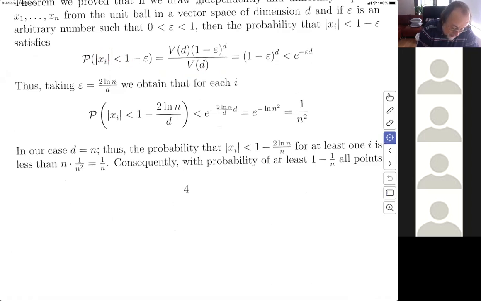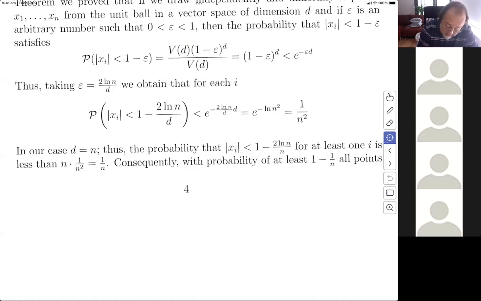And in fact, this probability estimate is trivial to obtain, because what does it mean that this is smaller than 1 minus epsilon? This means that xi belongs to a sphere of radius 1 minus epsilon. So the probability that this is inside this sphere is the volume of that sphere divided by the volume of the entire unit sphere. But the volume of a sphere of radius 1 minus epsilon in d-dimensional space is the volume of the unit sphere times (1 minus epsilon) to the power d. So now you can cancel out the volume of the unit sphere on top and the bottom, and you get just (1 minus epsilon) to the d.